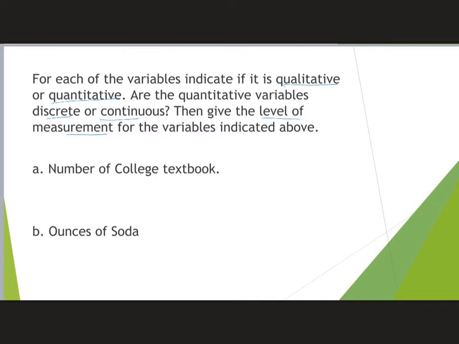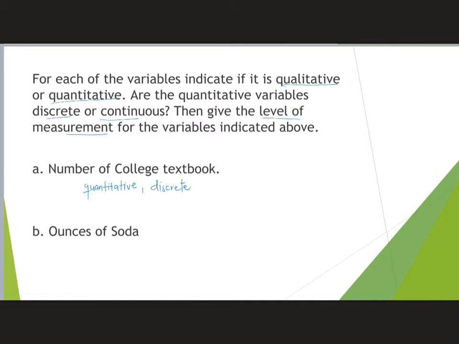So now for the first variable, we have the number of college textbooks. In this case, number represents a numerical value. So then this variable is going to be classified as a quantitative variable. Now, quantitative variables are always either discrete or continuous. So in this case, this is a discrete variable.